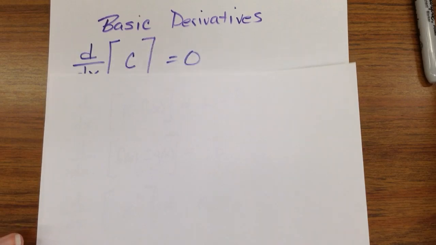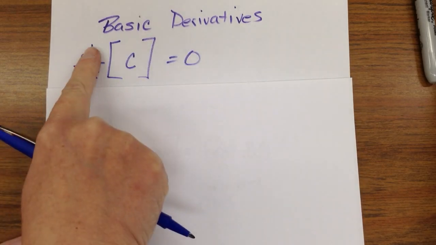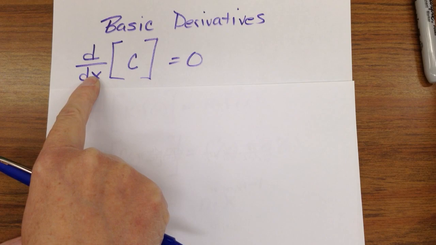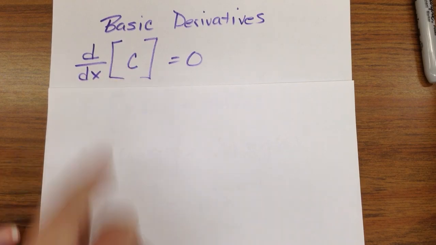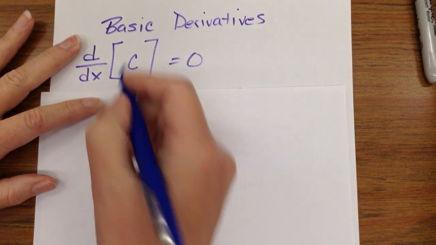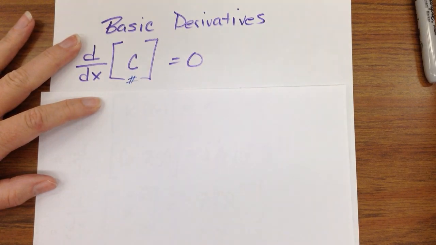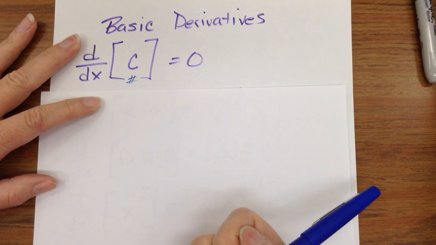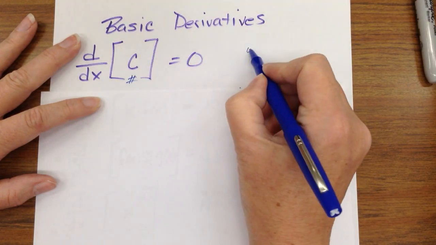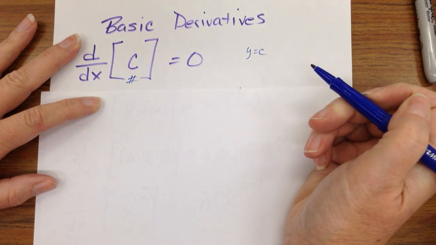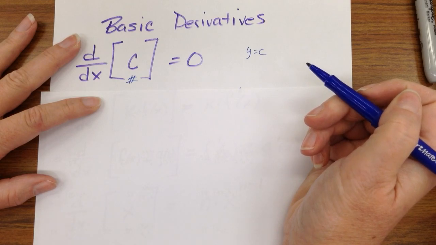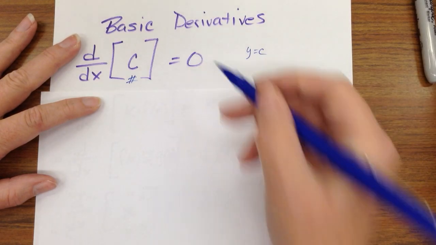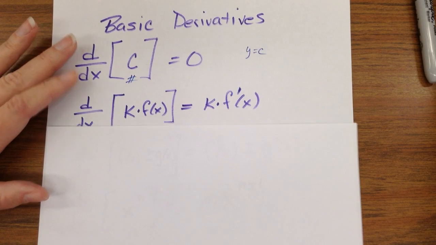All right, here's our first one. You remember the notation, the derivative with respect to x of a constant. C is a real number. If you take the derivative of a constant, you get 0. That should make sense. If you're graphing y equals c, it's a horizontal line, isn't it? What's the slope of a horizontal line? Oh, that's right, 0.